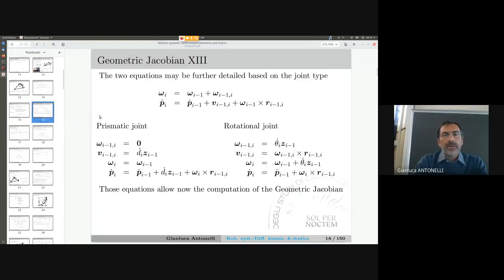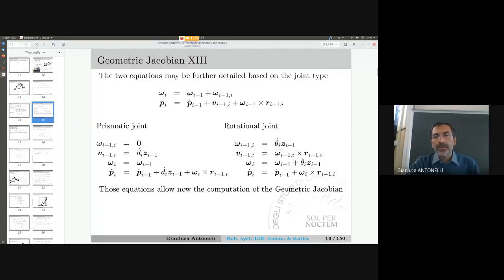Okay, let me just finish the concept. I have those two equations that represent the way the angular velocity and the linear velocity of frame I minus one propagate on frame I when I do know the relative angular and linear velocities, and this is the effect of the radial velocity. Now I need to specify this and this for rotational and prismatic joint.